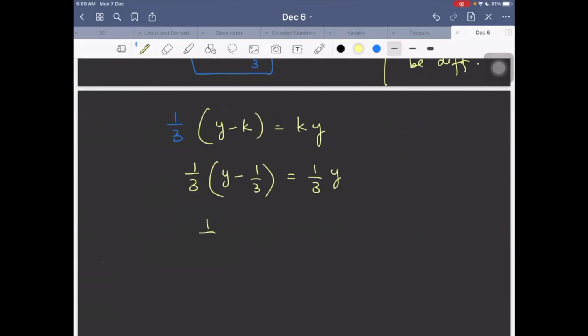So what do we have here? We have 1 by 3y minus 1 by 9 is equal to 1 by 3y. Now what happens? As we discussed, this 1 by 3y and 1 by 3y get cancelled off, and you are left with minus 1 by 9 is equal to 0, which is wrong. So no value of y can save this equation.